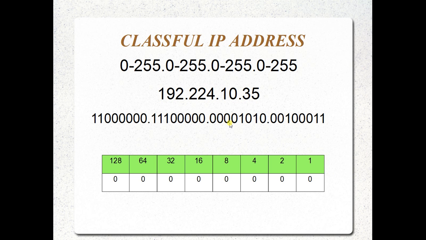Again, when we talked about the 8-bit binary numbers that went 1, 2, 4, 8, 16, 32, 64, 128, well, 8 bits is actually called a byte, and 4 of those bytes make up the IP address. You've probably seen this on your computer. Right now we're just looking at ones and zeros, but if you convert those to decimal, it's going to look something like this. It's a number from 0 to 255, and there are 4 of them, like 192.224.10.35, for example.